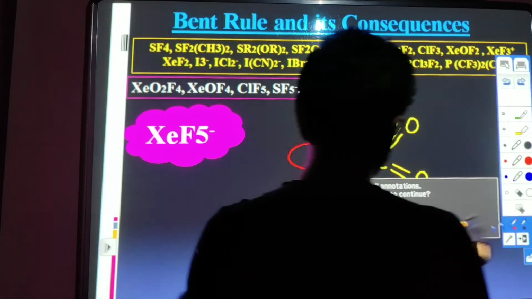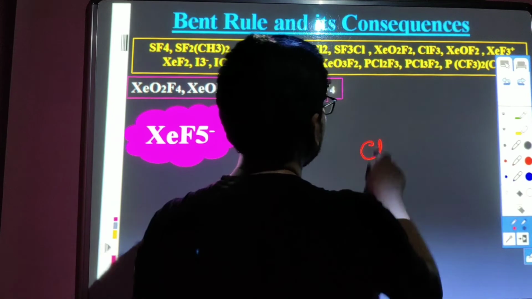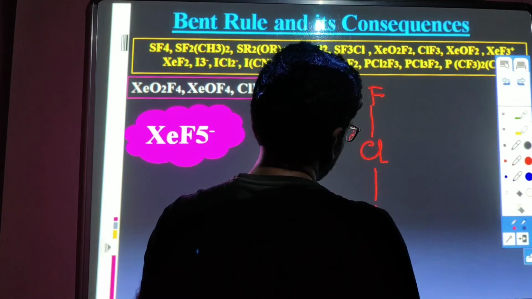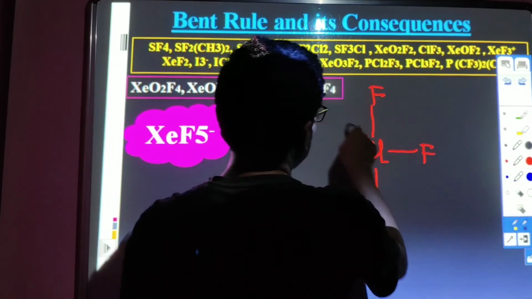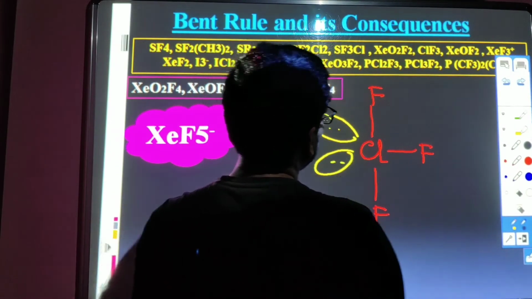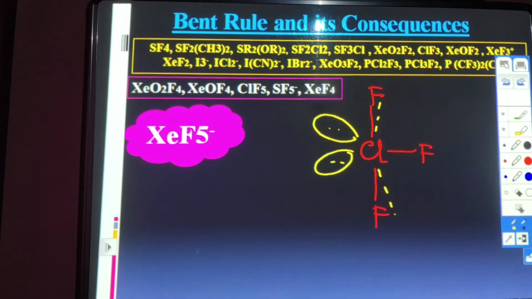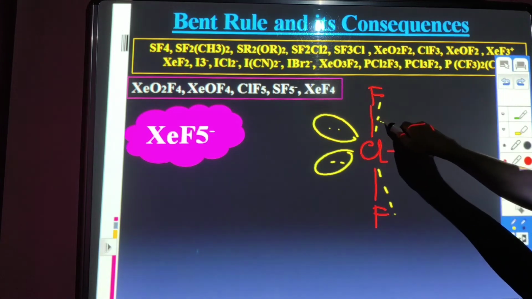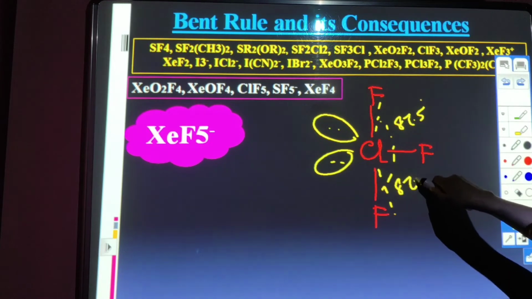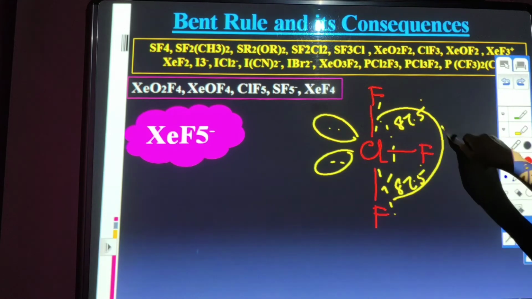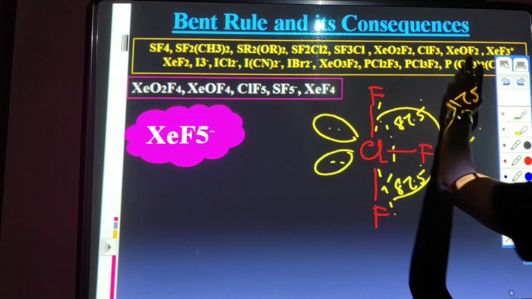ClF3, very simple. What will you do? ClF3: 1F, 2F, 3F, and 2 lone pairs of electrons. Put the 2 lone pairs here and here. The angle will be less than 90 degrees, around 87.5. Altogether it is 175. Okay, ClF3 done.